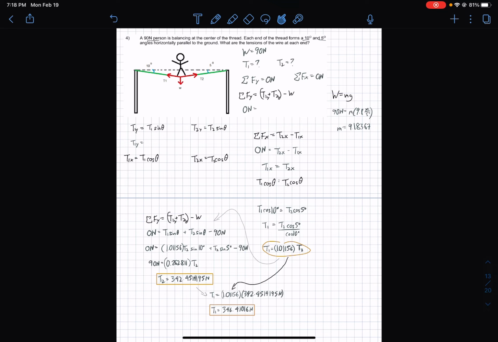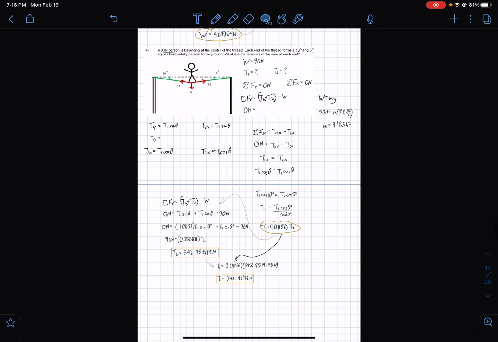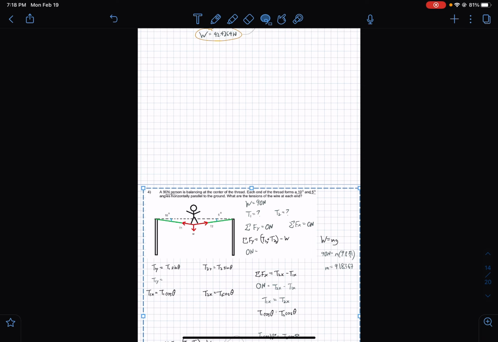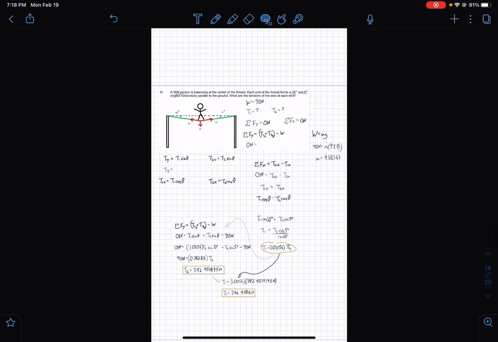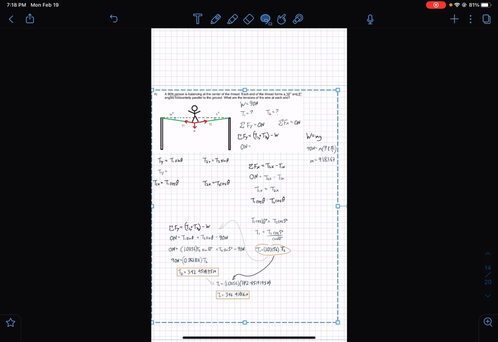Okay, that's it for number 4. So I think it's better to make an exclusive space for this.